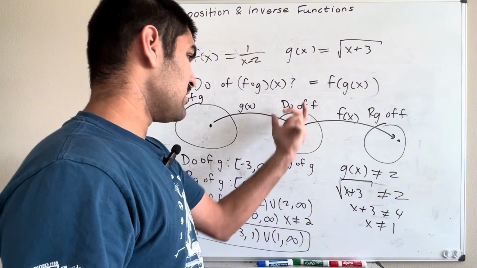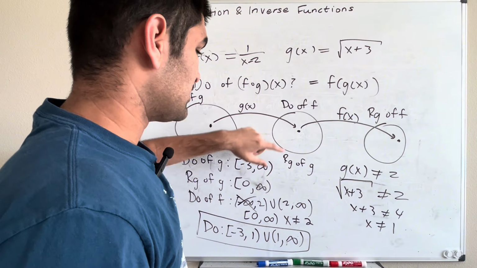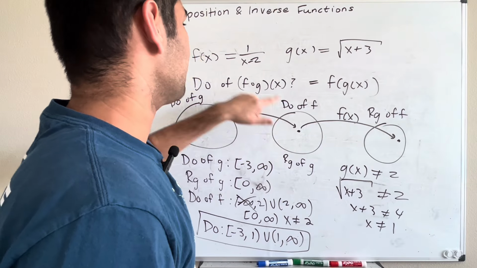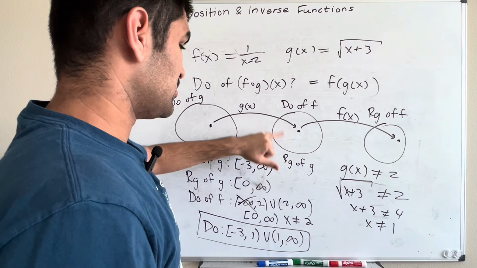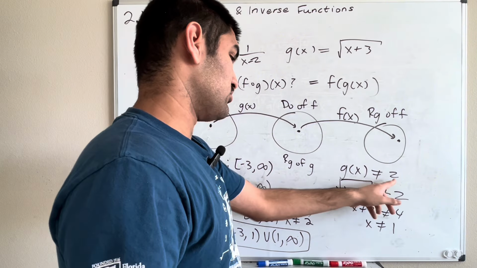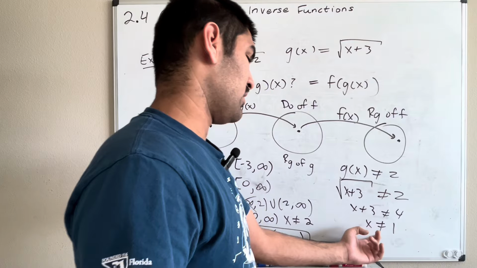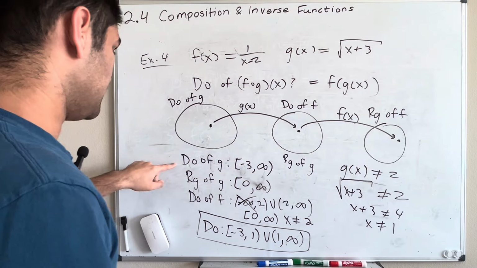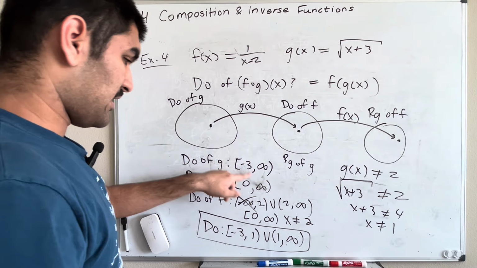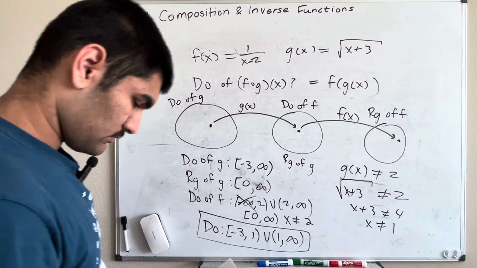And if the domain of f has a restriction, that means that the range of g must have the same restriction, since for compositions, the range of g and the domain of f are the same. So that means that g of x can equal 2, and then we solved that equation, and we got that x can equal 1 in the domain of g. And so then we applied that restriction, and we got the domain of the whole composition. Okay, good.